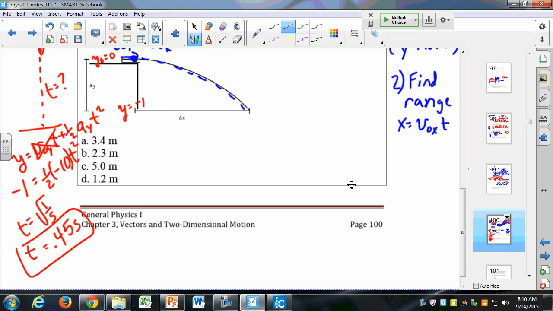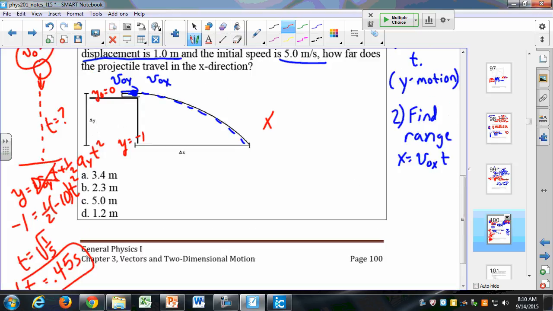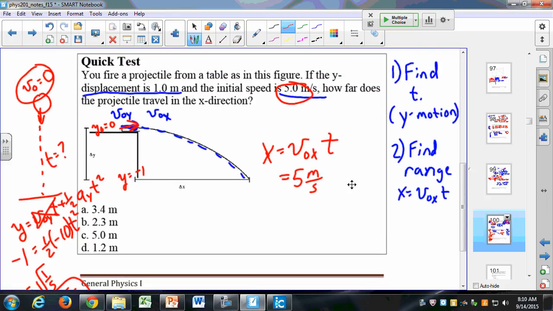So that's my time. And then if I want to know the range, x is just equal to v naught x times t. This is my v naught x, the 5 meters per second, because it was all in the x direction. I know that from the problem because it's fired horizontally. Times 0.45, and that was 2.3. Actually, it wasn't 2.3, yeah, it was 2.3. I guess that was right. It depends how you carry your sig figs. You can get like 2.2 or 2.4.